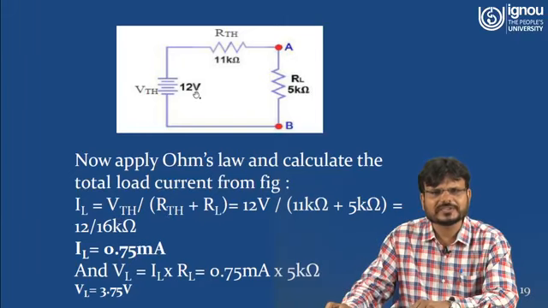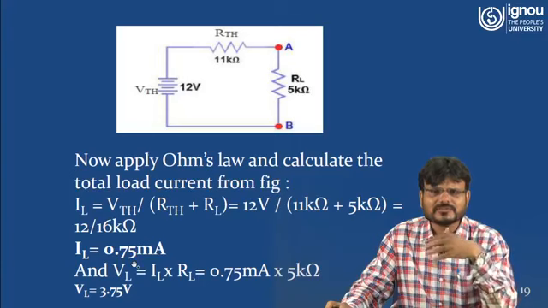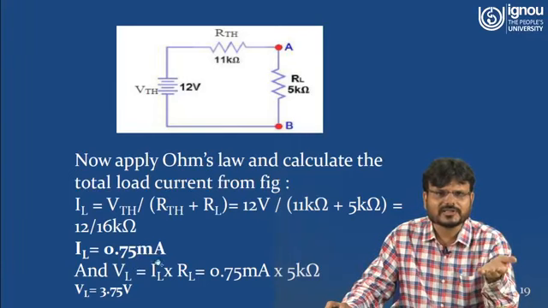And what is the value of VTH? That is 12 volts divided by this 11 kilo ohm plus 5 kilo ohm. So it is 12 upon 16. So this IL current is equal to 0.75 milliampere. So by the Thevenin theorem, you have calculated the load current, 0.75 milliampere.